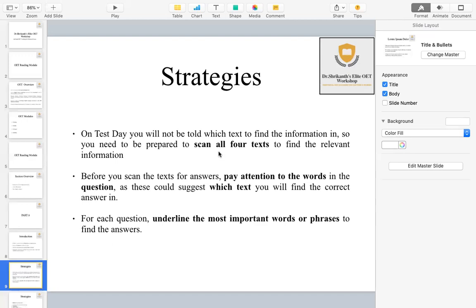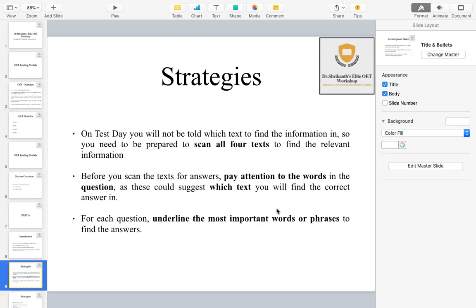Scan all the four texts initially. Before you scan the text for answers, you must always pay attention to the words that are in the question, because the question is the number one thing that you have to give importance. If you waste too much time reading all the four texts properly and then you come to the questions, you are not going to manage your time efficiently or effectively. As I mentioned before, you have exactly 60 minutes for all the three parts, and for part A you have 20 questions and only 15 minutes. So you have to manage your time properly. This is a time management skill.